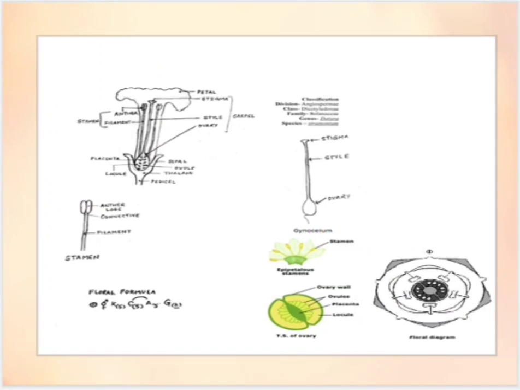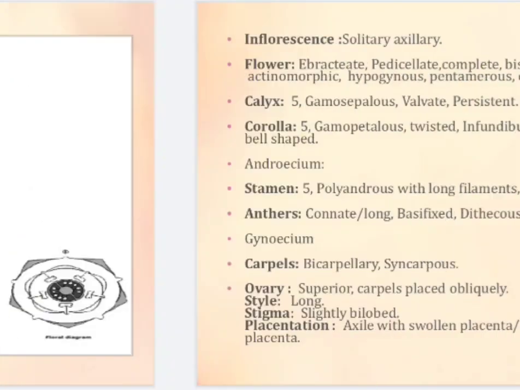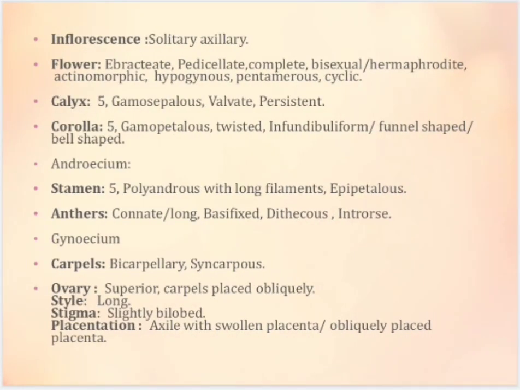Let us see in the picture, there are different floral parts of Datura stramonium. Solitary axillary position of flower. Flower is ebracteate, pedicellate, complete means all 4 whorls are present, bisexual or hermaphrodite, actinomorphic, hypogynous means ovary is superior, pentamerous and cyclic.